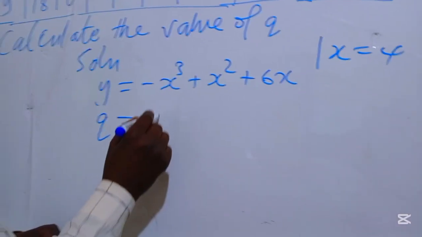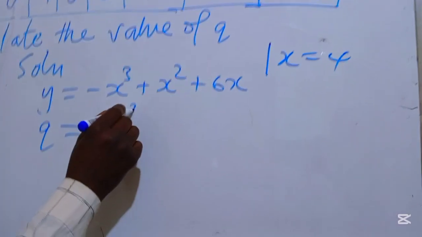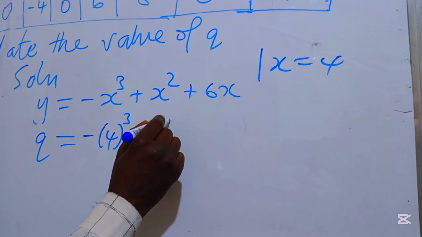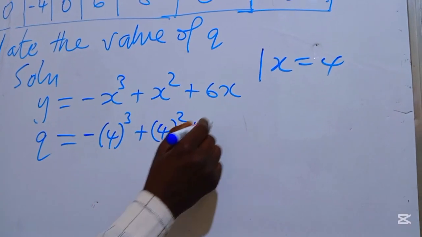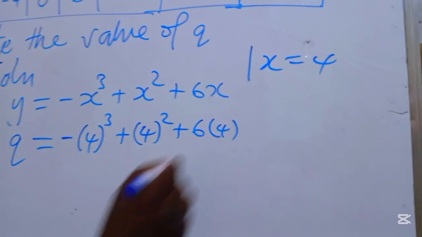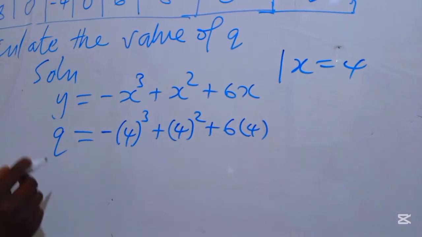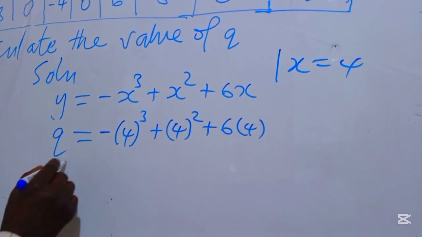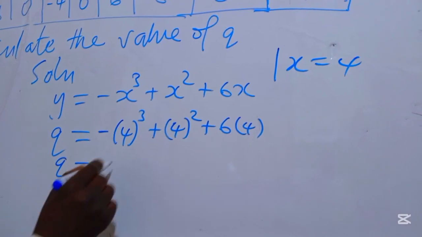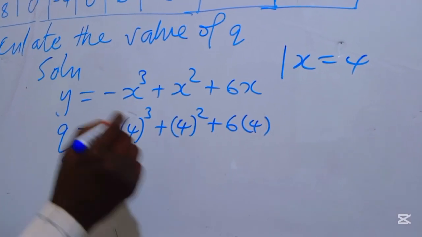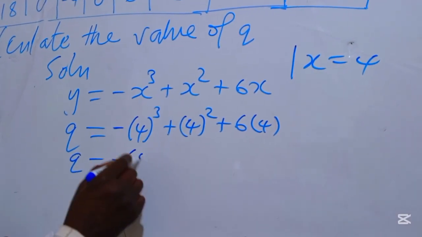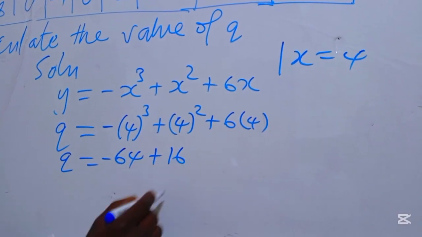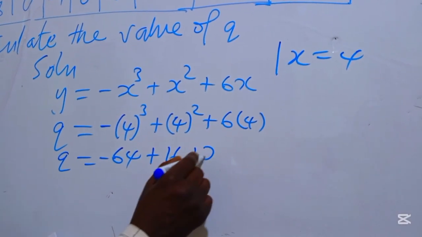So this negative is not affected. I'll put 4 cubed, and then I'll also use 4 squared. Please don't waste your time. When you cube the 4, this simply means 4 times 4 times 4. For the sake of learning, you can use a calculator here. This is negative 64, this will be 16, and this will be 24.